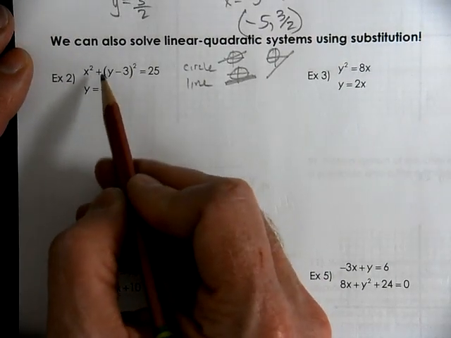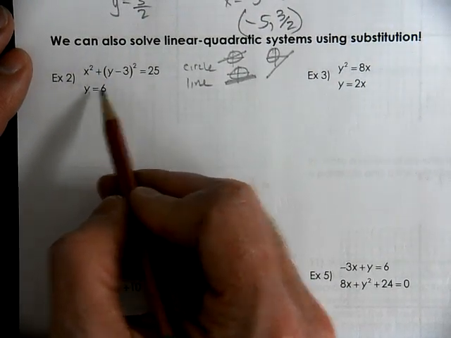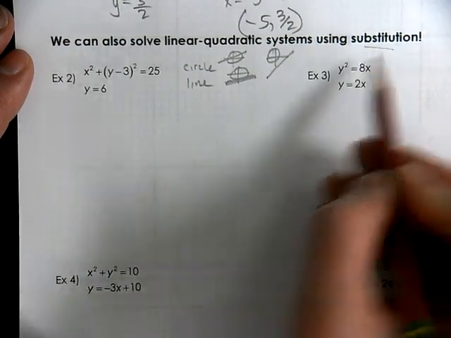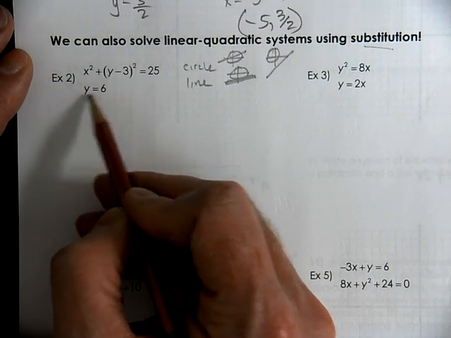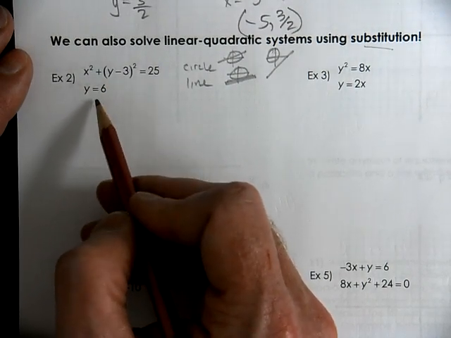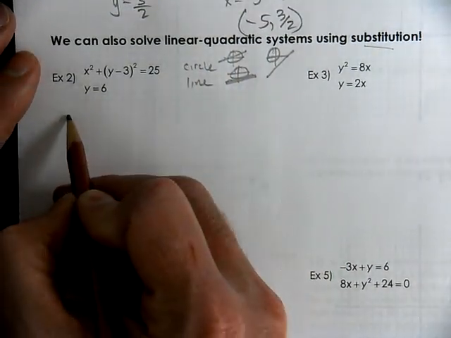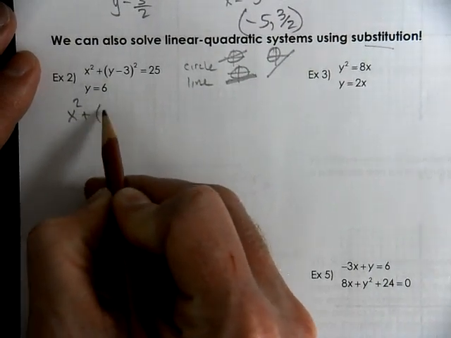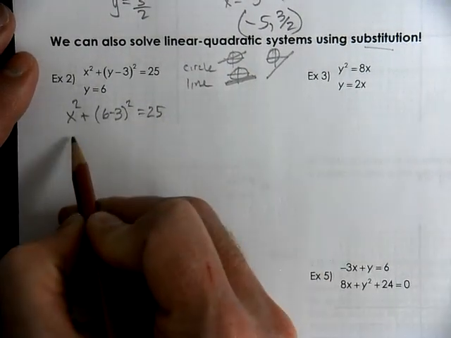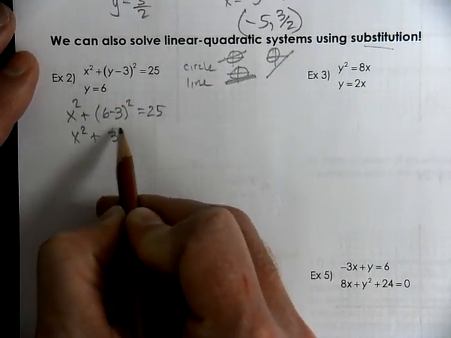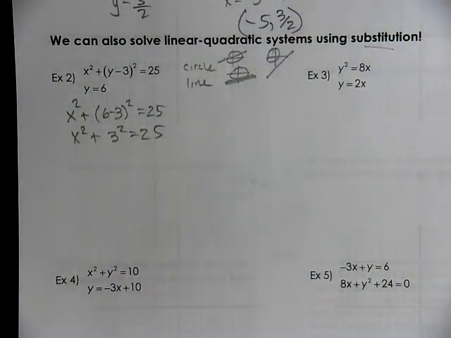So elimination doesn't work as well when you have squares and not squares. So we're going to use substitution. In substitution, you need one of your variables isolated, one of your variables all by itself. So it really helps in this case that this is just y equals 6. It's as simple as it gets. So x squared plus (6 minus 3) squared equals 25. So I plugged in my 6 for my y.